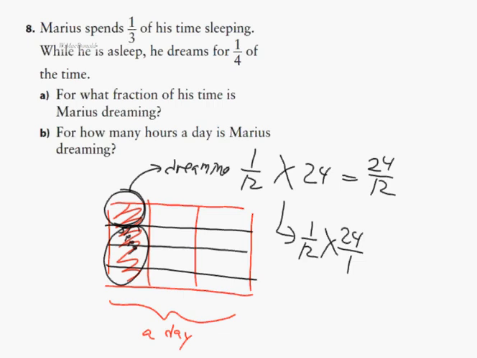And when I multiply my numerators and multiply my denominators, I still get the same thing as up here. And that's not in lowest terms. How many 12s are there in 24? There's 2. So therefore, in a 24-hour day, Marius would spend 2 hours of that day dreaming. Heck, I teach math for 2 hours a day, and in my math class, most students are daydreaming, so I don't think that's quite accurate.